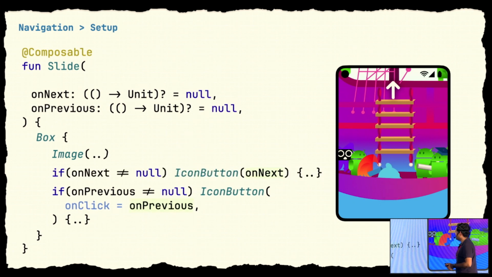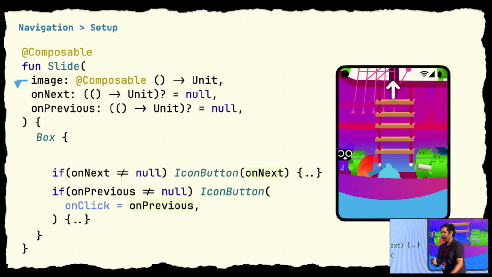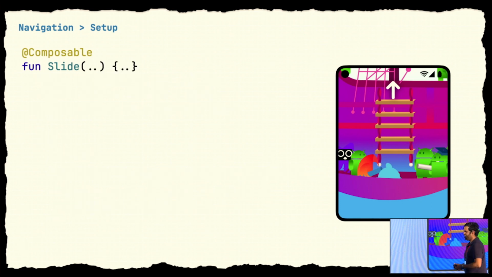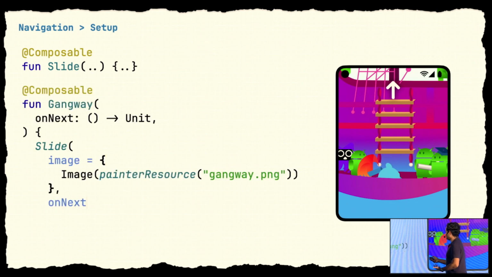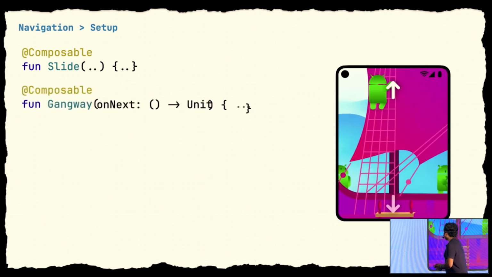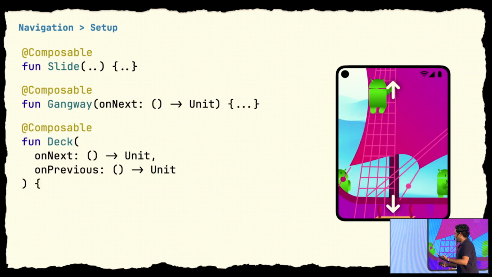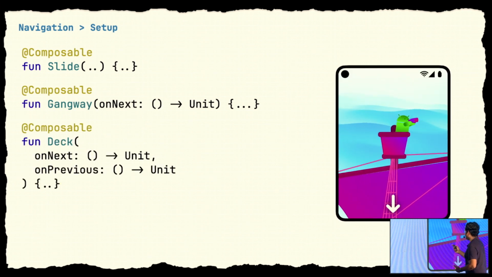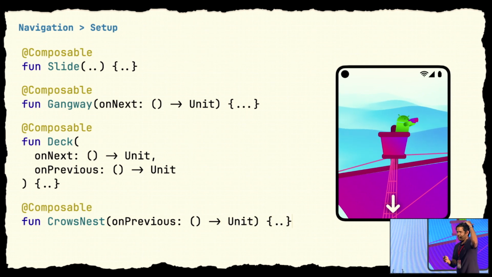Okay, right now, this screen is always going to render the same image, right? So let's make that a parameter too. Instead of putting the image right there, I can just move it to the signature and pass it as a slot. In Compose, we call these slots. Now that I have a reusable component, I can reuse it for each of the screens. I can use it for the deck, which is the middle screen, and I can also use it for the crow's nest, which is the final screen.